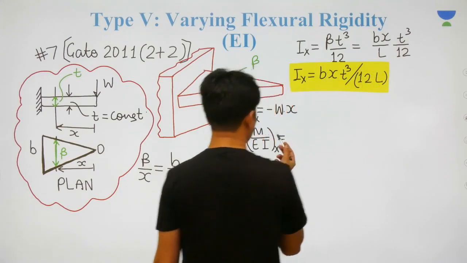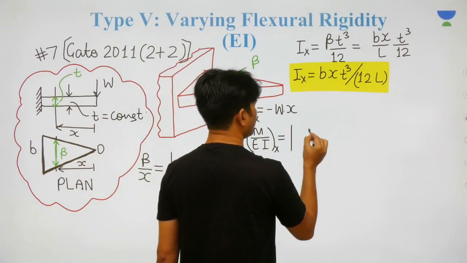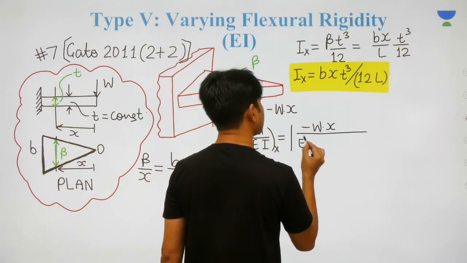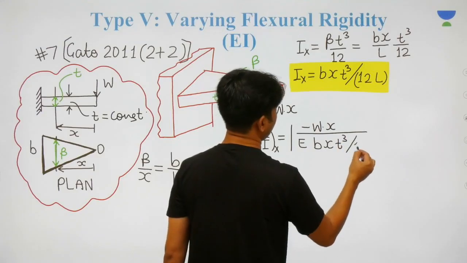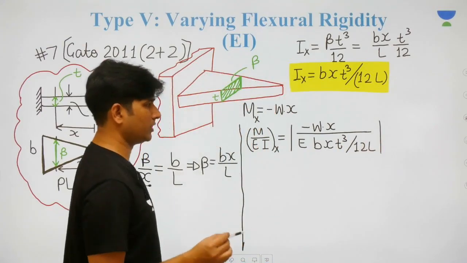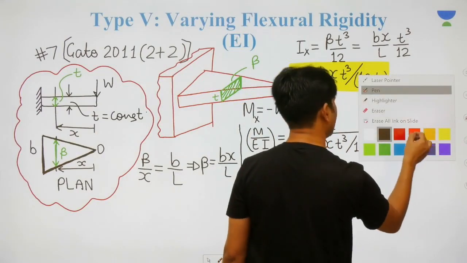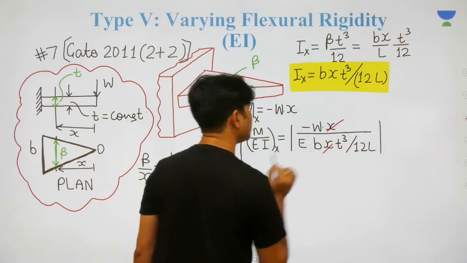To construct the M by EI diagram, let us first of all find out the M by EI value. M by EI value is going to be W into x, and E is constant here. What about the moment of inertia value? The moment of inertia value is B x t cube divided by 12L. You see, x is getting cancelled here. X is very clearly getting cancelled here.